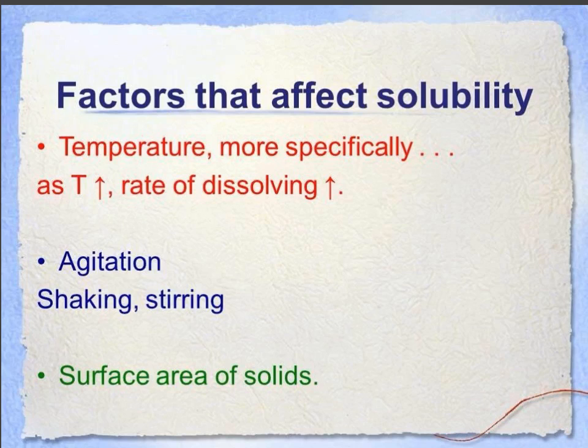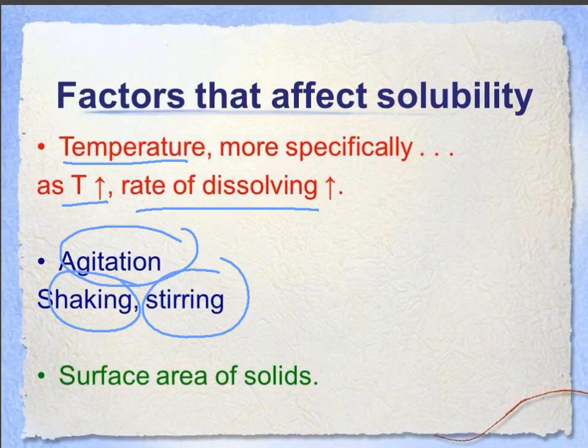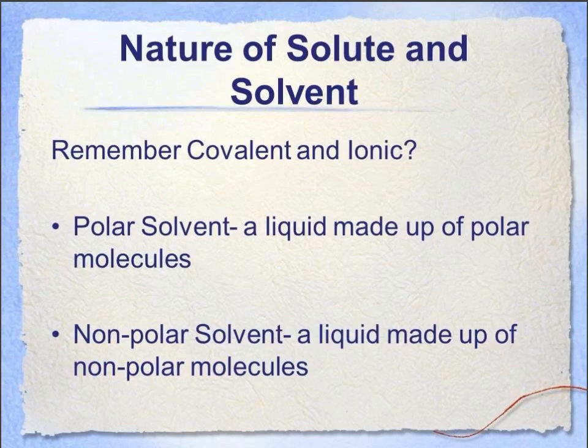When we talk about the different factors, we have temperature. We have to remember that as there is an increase in temperature, the rate of dissolving also increases. We also have factors such as agitation, shaking, and stirring, which will be discussed later on. And we also have the surface area of solids. When we talk about the nature of solute and solvent, we have to remember covalent and ionic bonding. Materials differ in solubility.